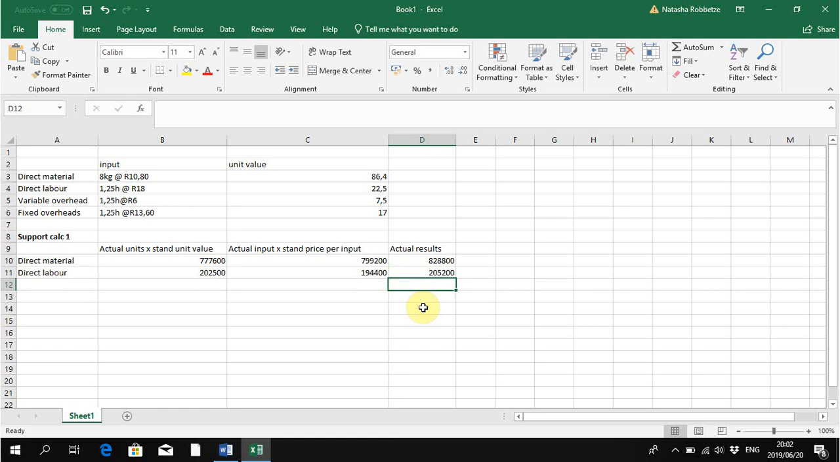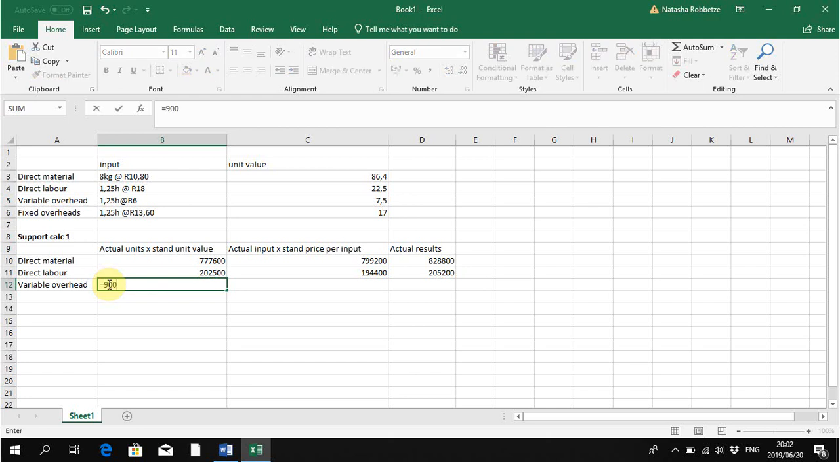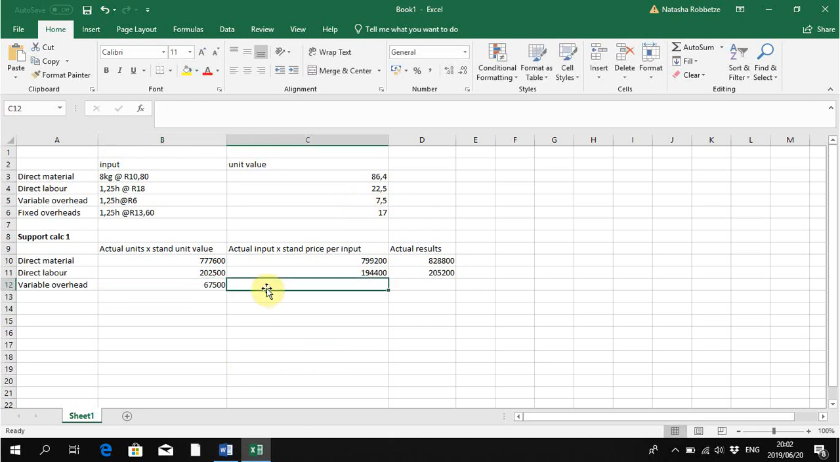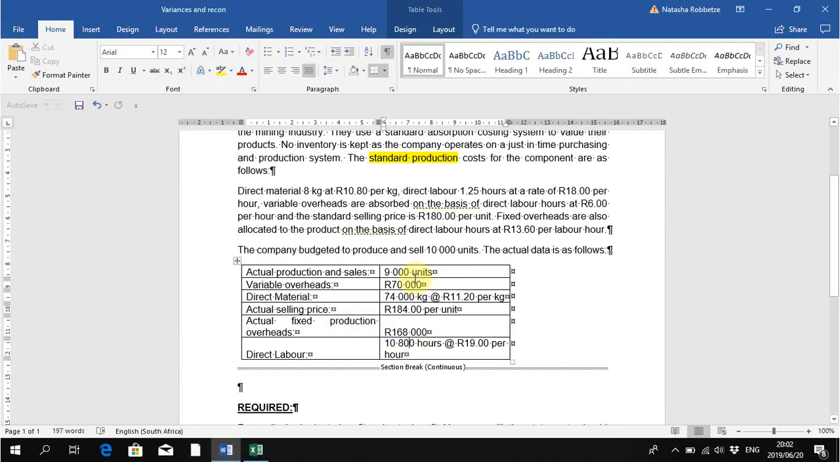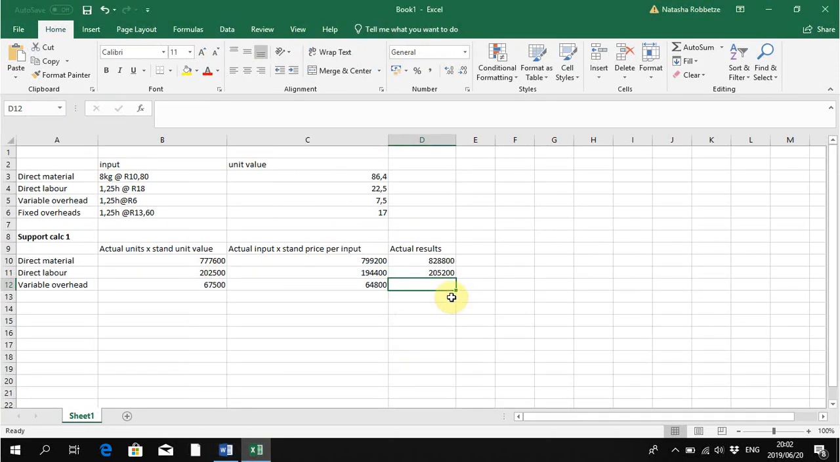The next line item I can calculate in support calc number 1 is my variable overhead. And again, I am just going to use the same line of thinking in doing the calculation. The actual units is 9,000. The unit value for variable overheads is 7 Rand 50. The actual input is based on labor hours as well, and the actual labor hours was 10,800, and the standard price per labor hour for the variable overheads was 6 Rand, so I'm going to times it by 6. The actual results were given, and we are told that it was 70,000 Rand, which I will fill in under actual results.